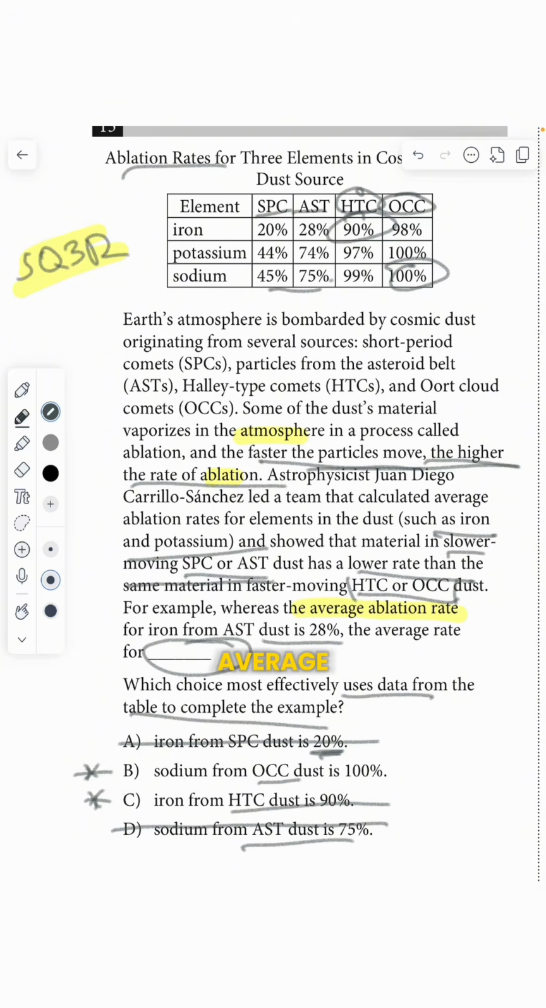So if the average ablation rate for iron from AST dust is 28%, that means that we will probably want to compare iron with iron, in which case this is going to be the right answer choice over here.